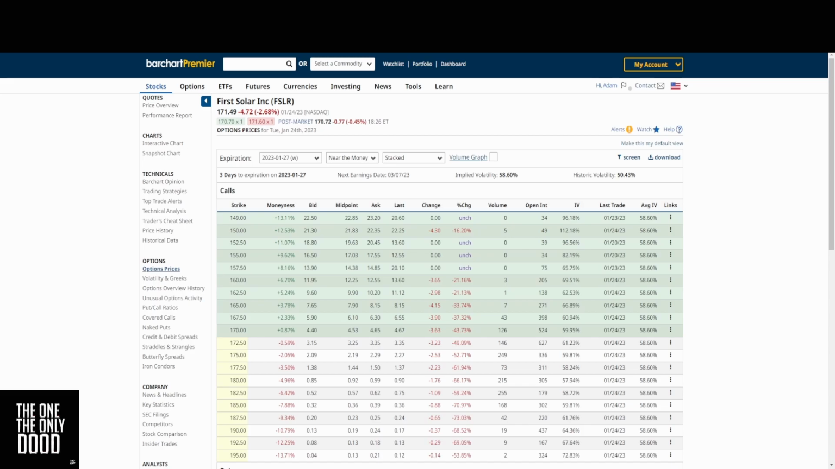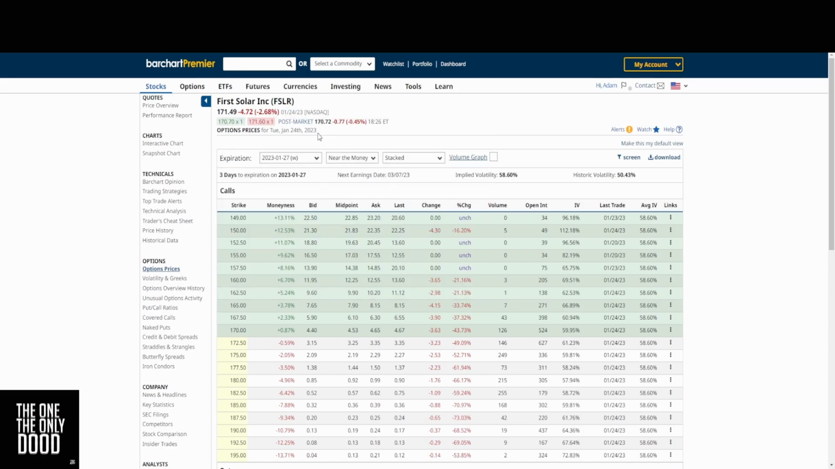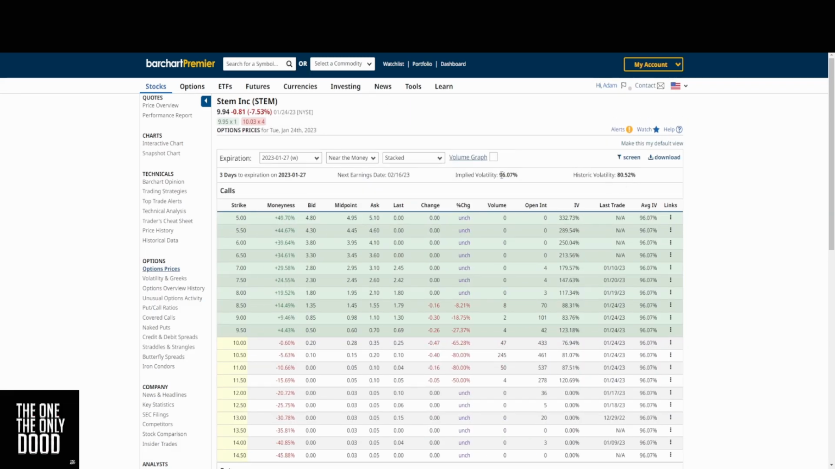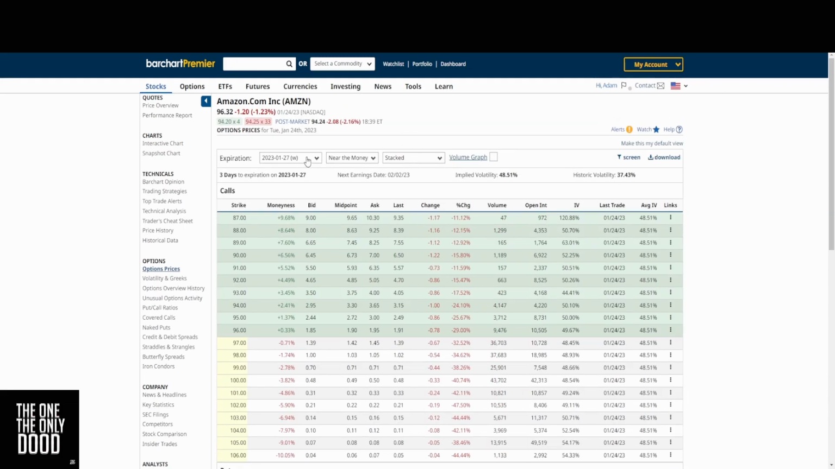Let's look at, for example, STEM. We were going over STEM. Or, you know what? Let's stay on FSLR. Now FSLR implied volatility: its historic volatility was 50%. What is that right now? 58%. It's above its historic volatility. Let's look at STEM, the one that we went over from before. It's above. You see, so you don't want it. With options, there are so many things that come into play. Let's look at Amazon. Okay, it's above. So everything is looking above.